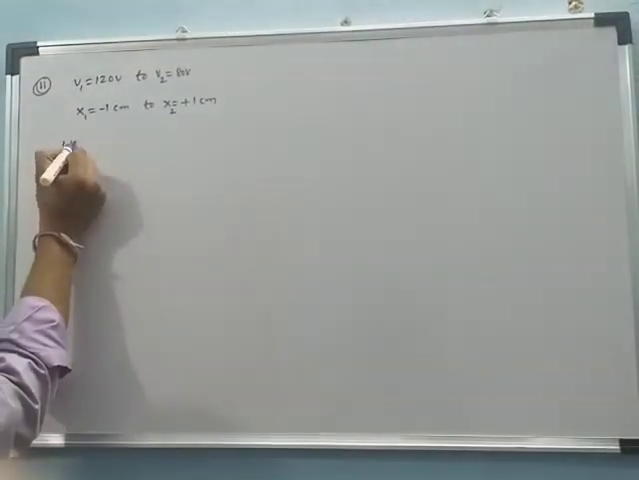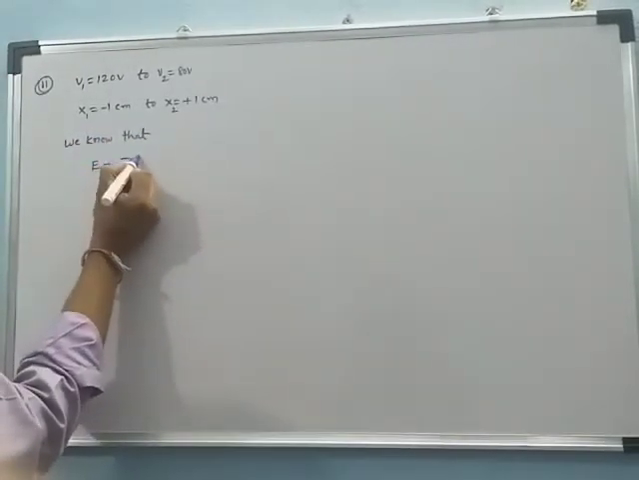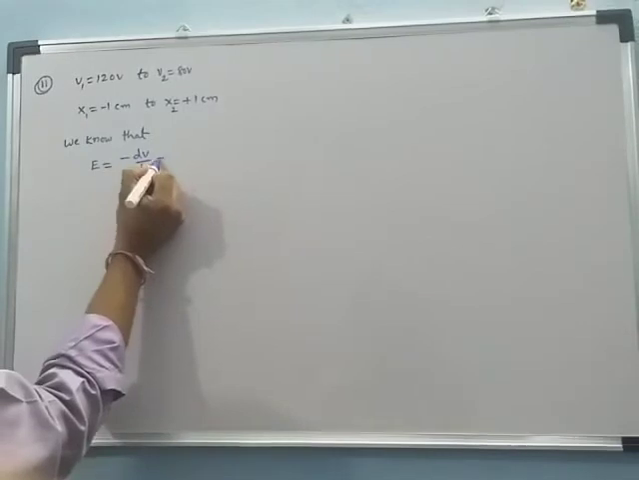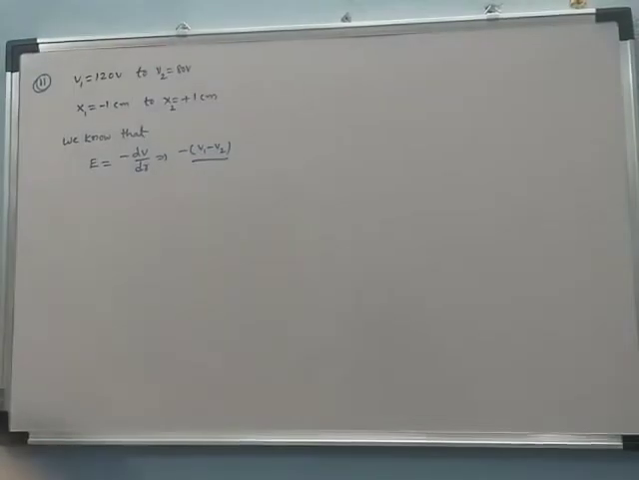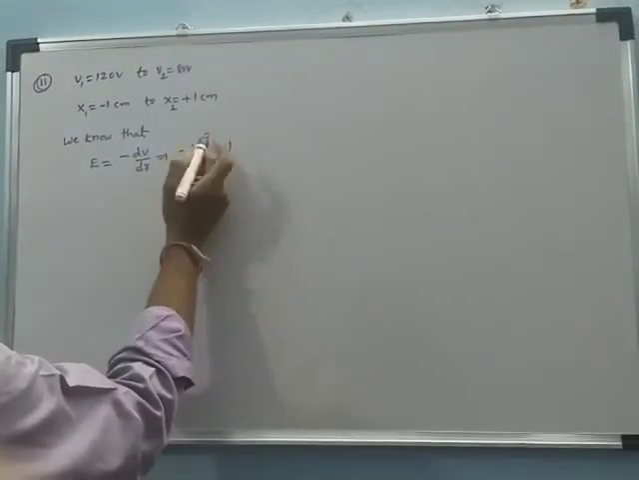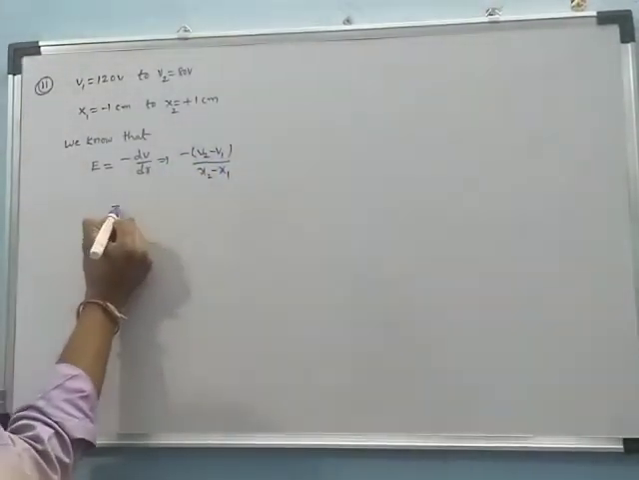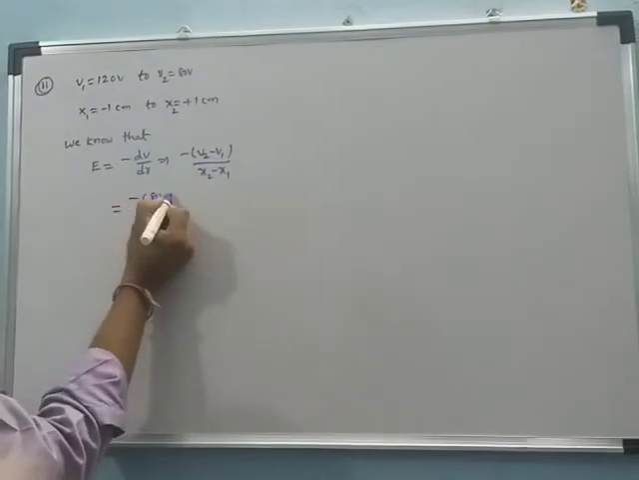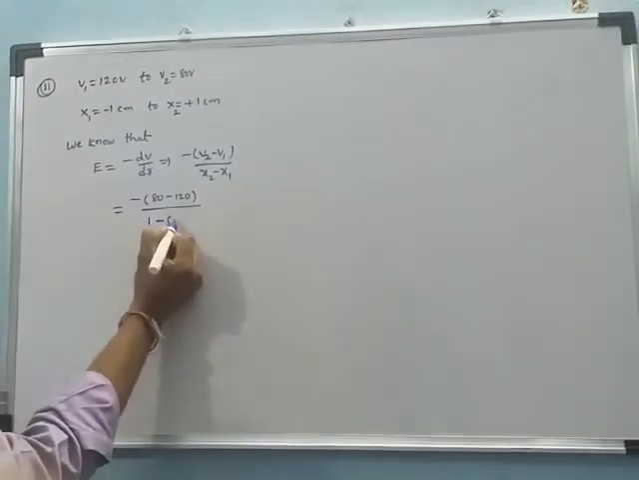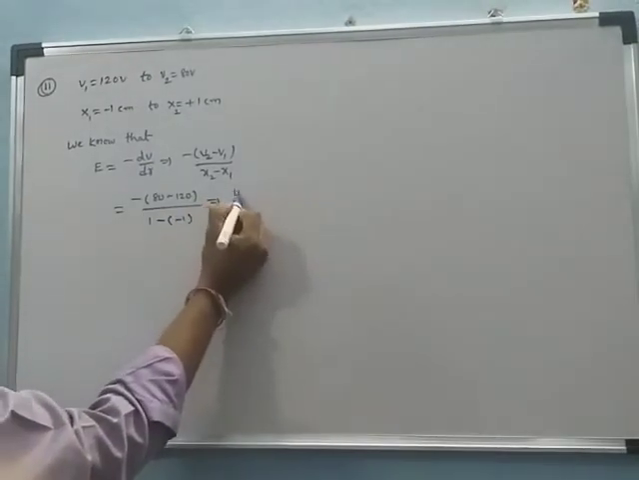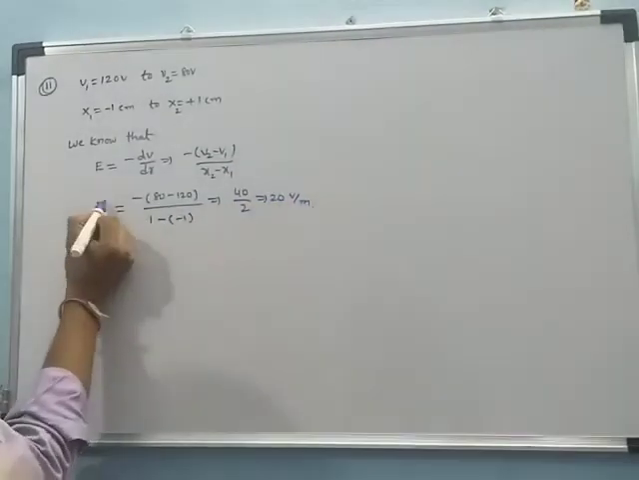We know that there is a relation between electric field and potential: E is equal to minus dV by dr, that is, minus (V2 minus V1) by (x2 minus x1), the change in potential over the change in position. Then we can write E is equal to minus (80 minus 120) divided by (plus 1 minus of minus 1). So that is equal to 40 by 2, that is equal to 20 volt per meter. This is the electric field.